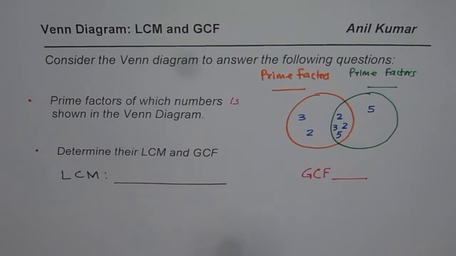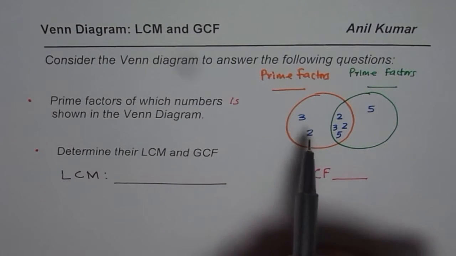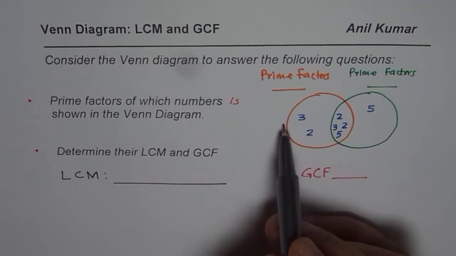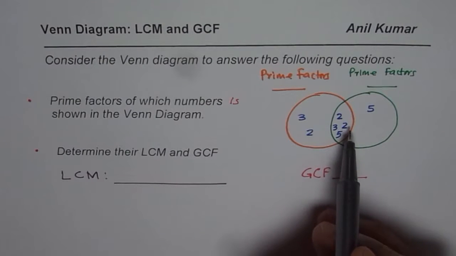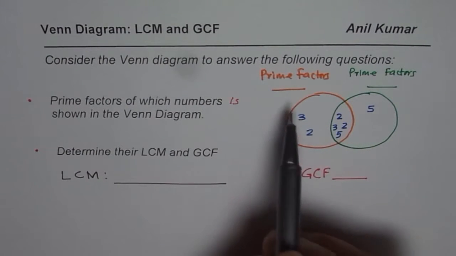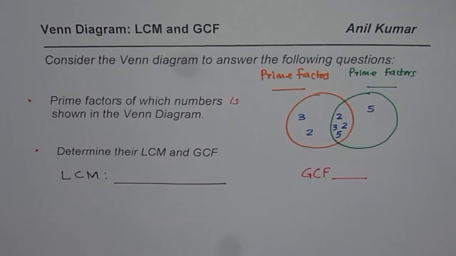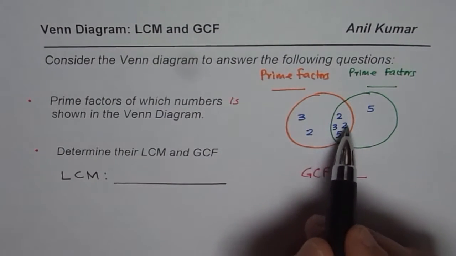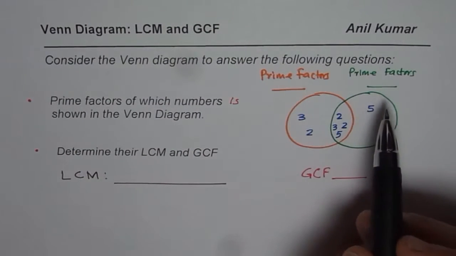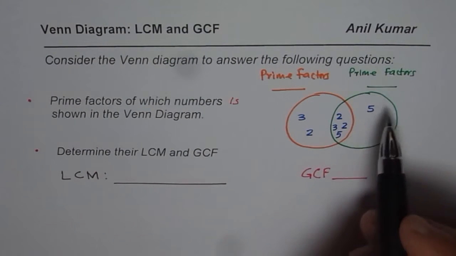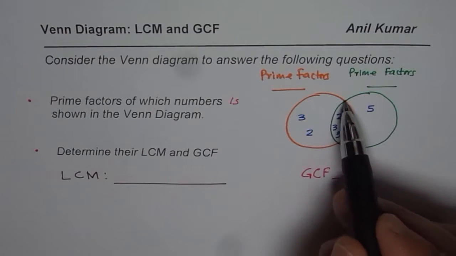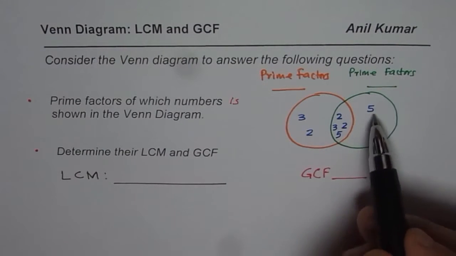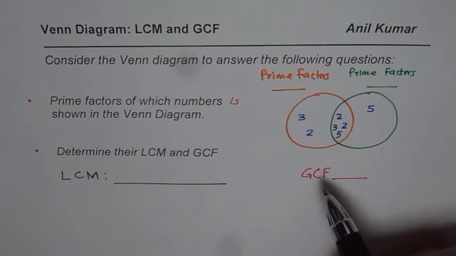Now to find the numbers, what we should do is, do we see this orange circle? All the numbers given in this circle are factors of one of the numbers. We'll write that number here. So how do we get that number? You get that number by multiplying all these numbers, right? On the other hand, the other number is the one in which all the prime factors are given for the number in the green circle. So that becomes the second number.